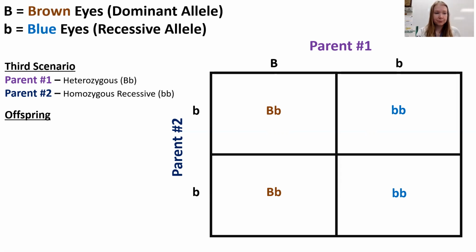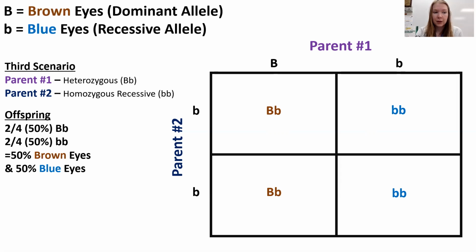So looking at the offspring, 2 out of 4 of the cases, so 50%, have heterozygous alleles, and 2 out of 4 have the homozygous recessive alleles. So with that in mind, 50% would have brown eyes and 50% would have blue eyes. That is because 2 out of the 4 cases have a dominant allele present, and so that means the dominant trait would be represented. And 2 out of 4, we have both of the recessive alleles being displayed.